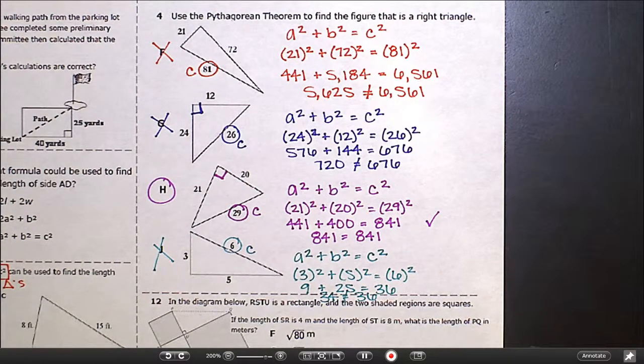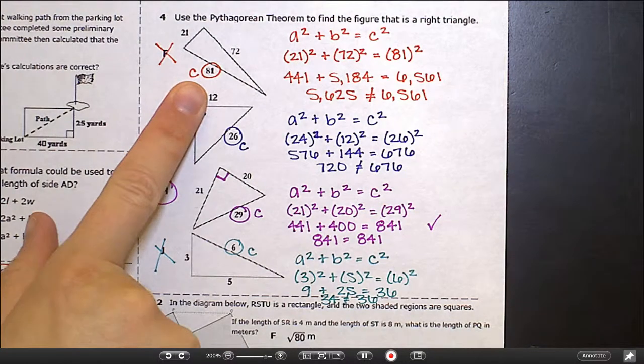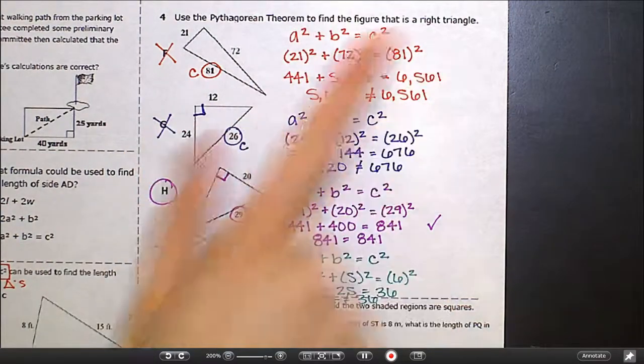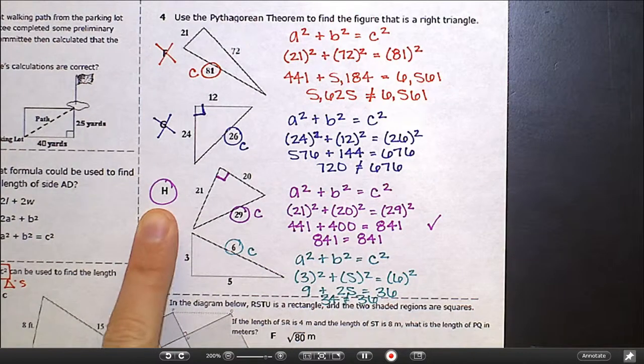So to do this question, all we did was take each triangle, figure out which side had to be C, plug the numbers into the Pythagorean theorem, and use our calculator to help us solve. The one that gave us the same answer on both sides, in other words, the one that actually worked in the formula, is the right triangle.